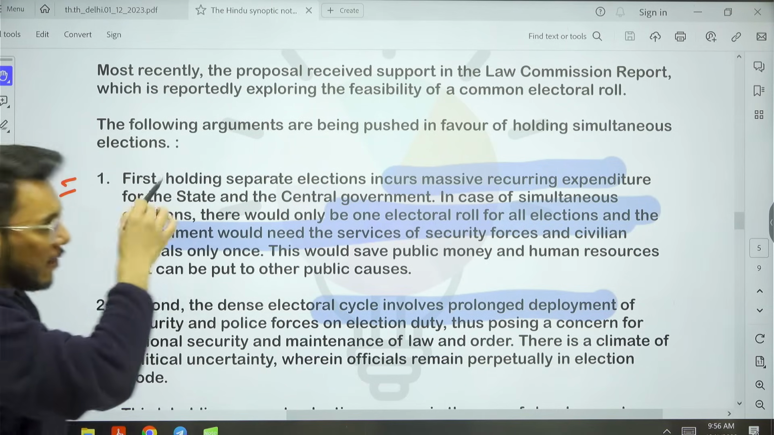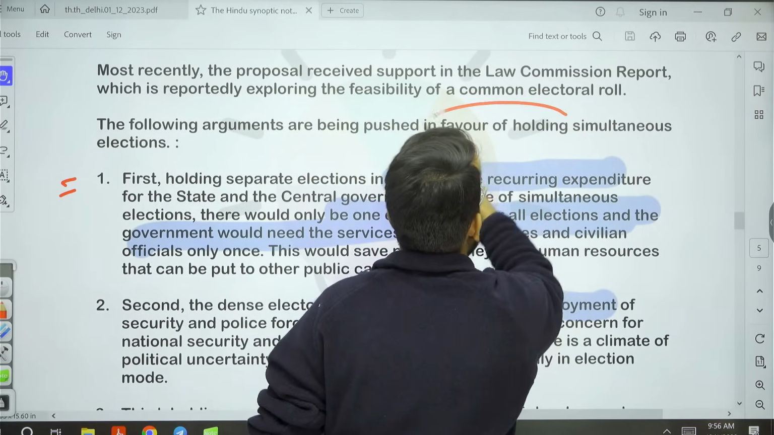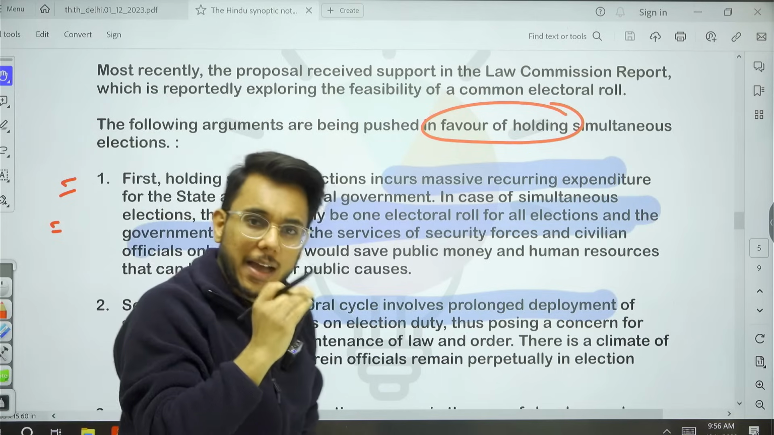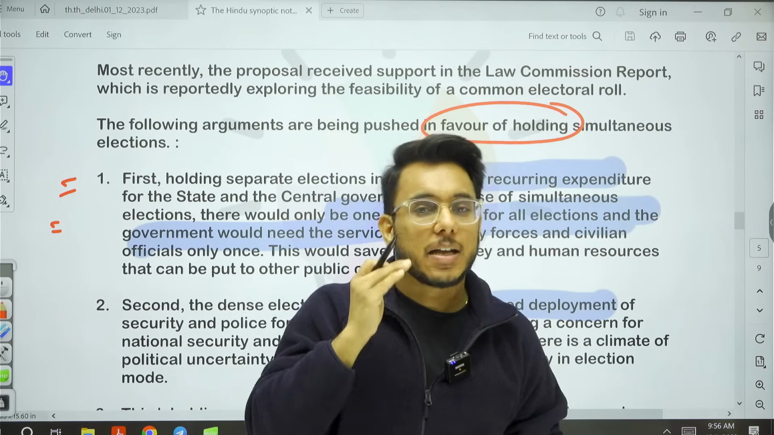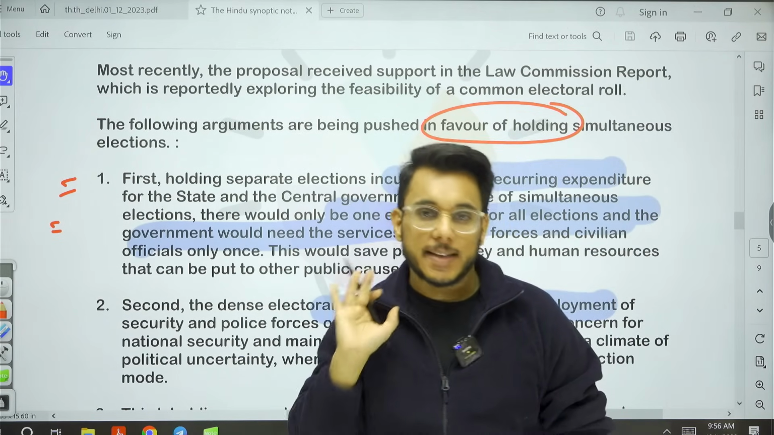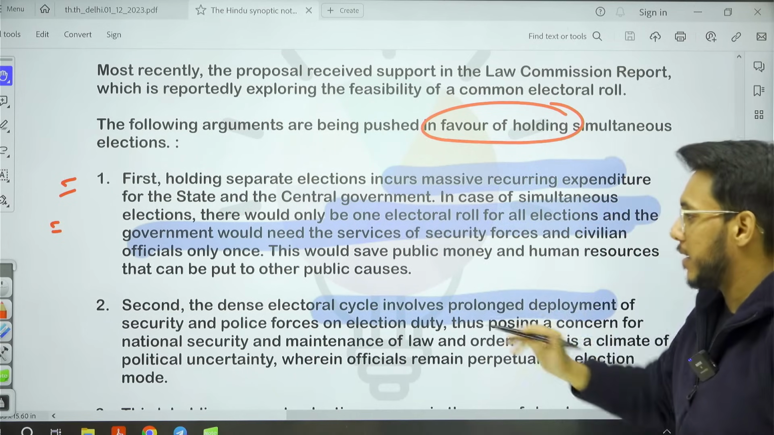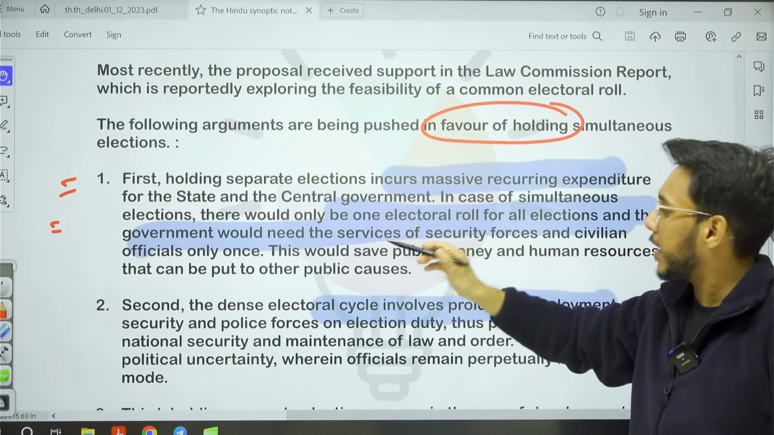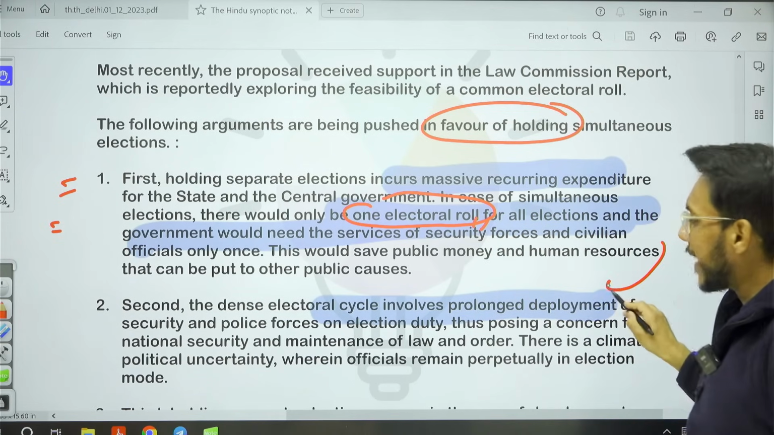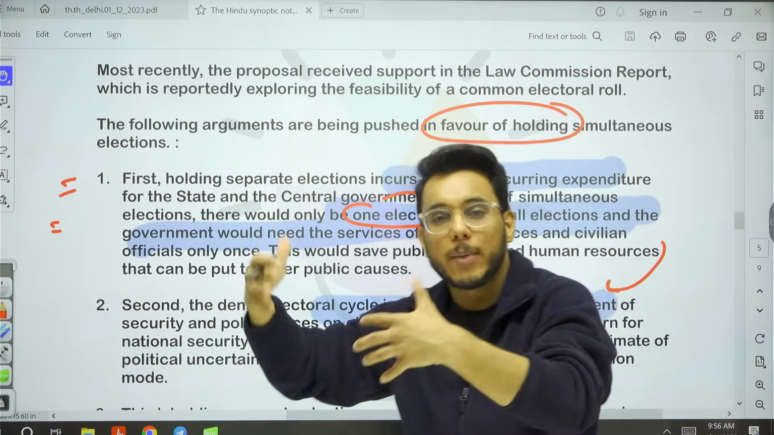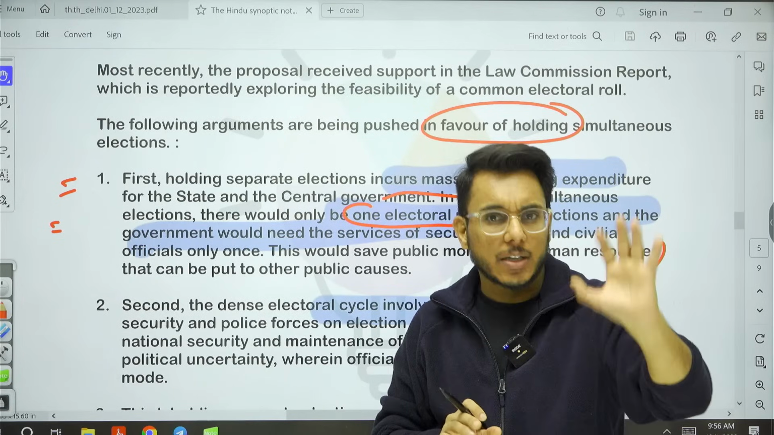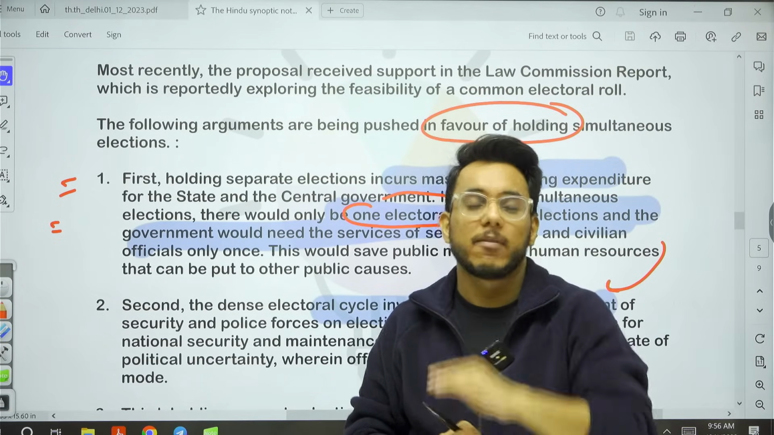Number one, we are going to see the arguments in favor of holding simultaneous elections. Number one, guys, every year as we are conducting elections, it poses massive expenditure. A lot of money has to be spent on this exercise. But if there are simultaneous elections, there will be only one electoral roll for all the elections of the country. And we need not deploy security forces every year because elections are going on in one or the other part of the country. That will be reduced. The expenditure that is happening every year will come down.